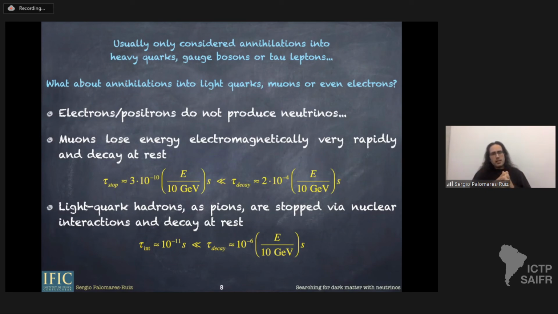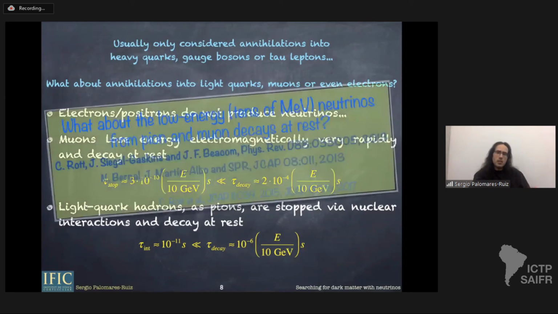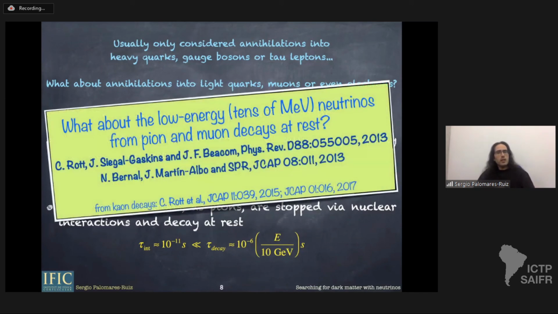The reason is that electrons and positrons do not produce neutrinos, so that's it. And muons and light quark hadrons, and therefore mesons like pions and kaons, lose energy very fast, so when they decay they do it at rest. They produce a flux of MeV neutrinos, but those MeV neutrinos can be searched for. Actually, this is what was proposed in these two papers already.